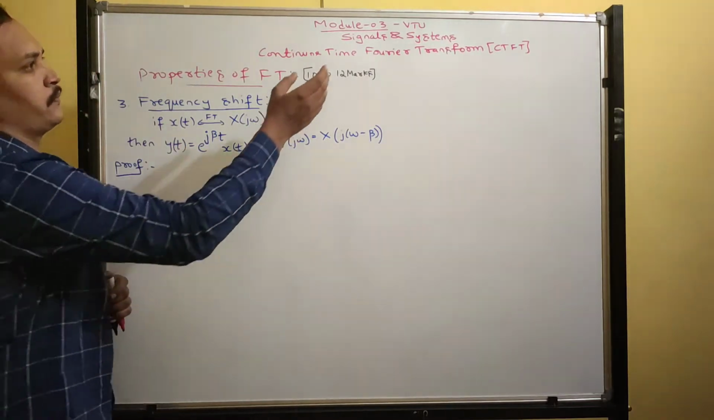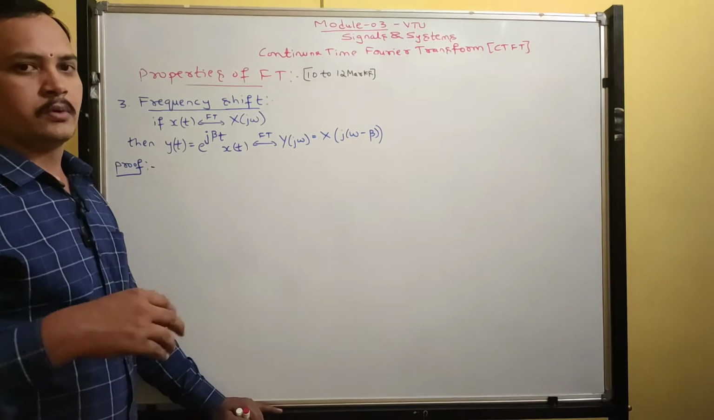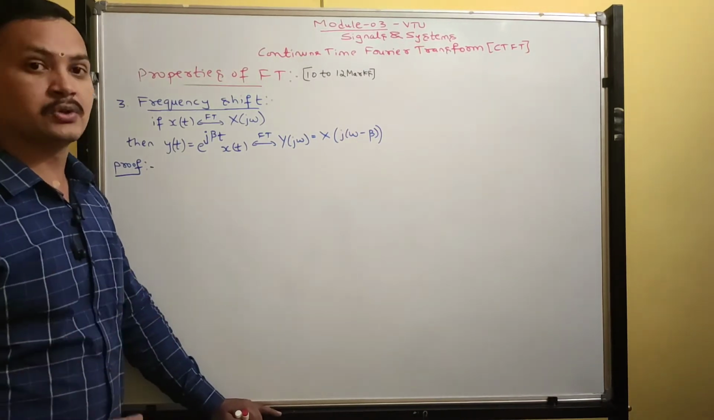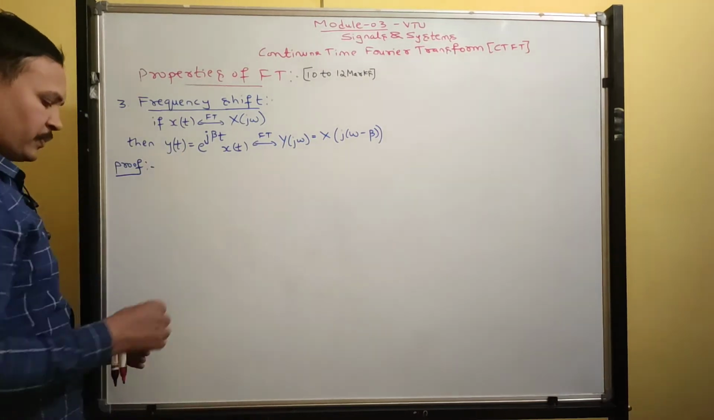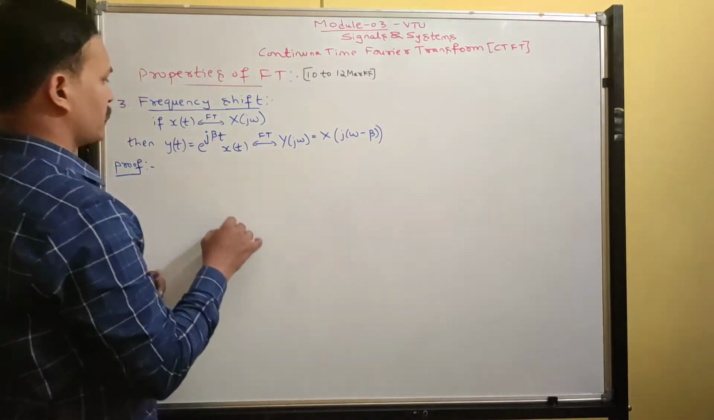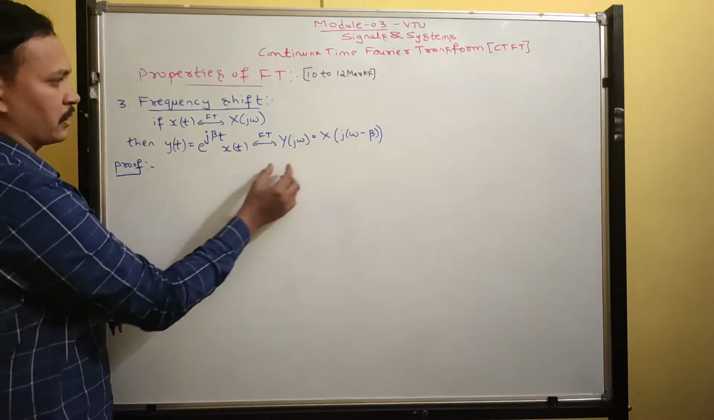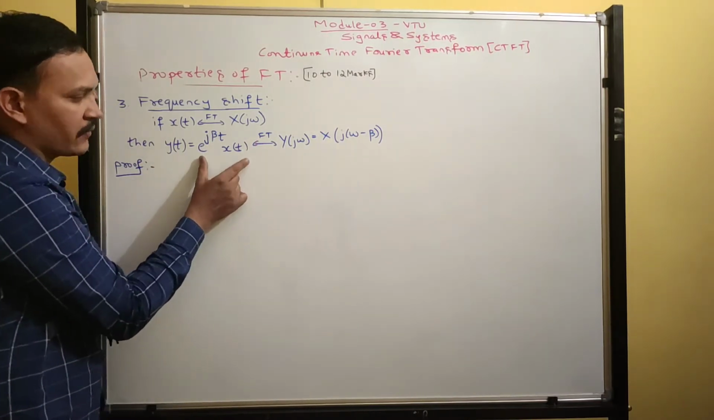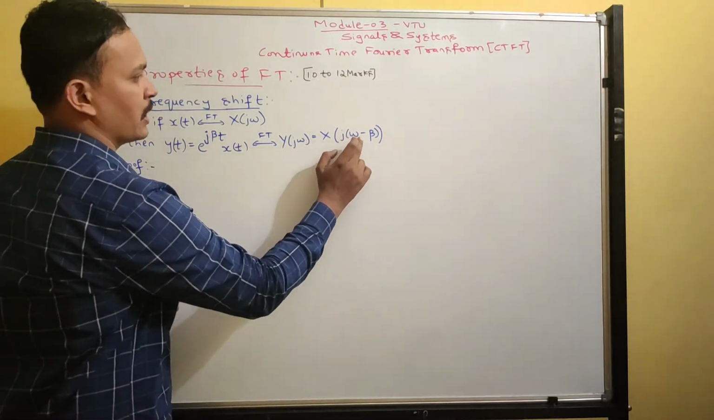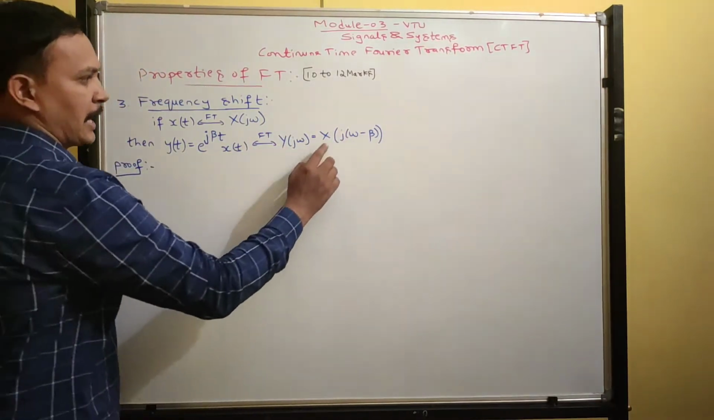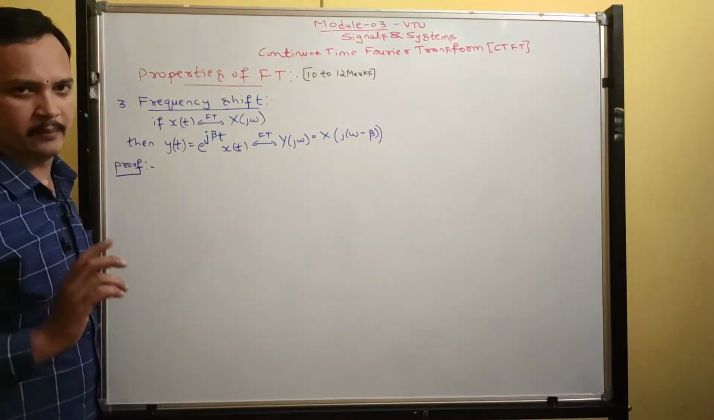See, the purpose of analyzing the Fourier transform is to get solutions for complex sinusoids. For that purpose we are using the Fourier transform. e to the power of j beta t into x of t has Fourier transform Y of j omega. If I take the Fourier transform of this, we will get X of j omega minus beta. See, capital X is the frequency spectrum, small x is time domain.